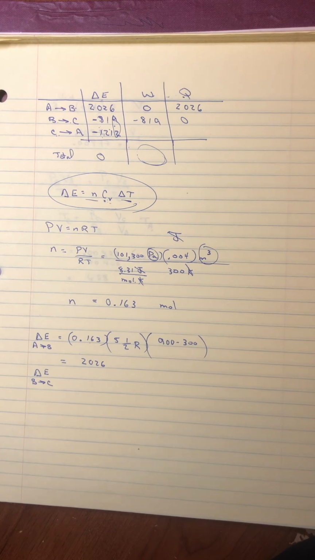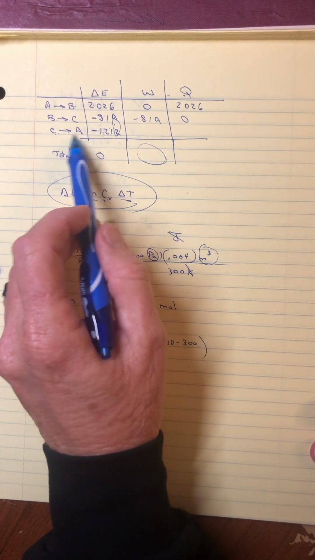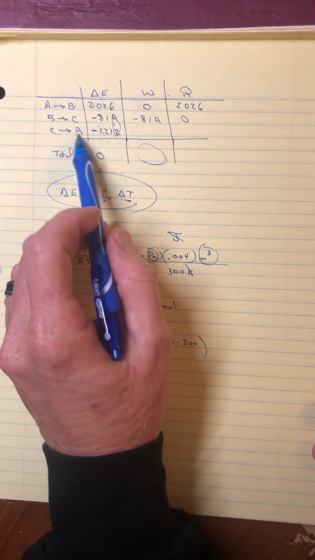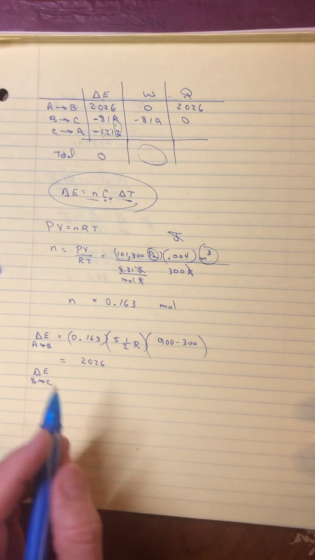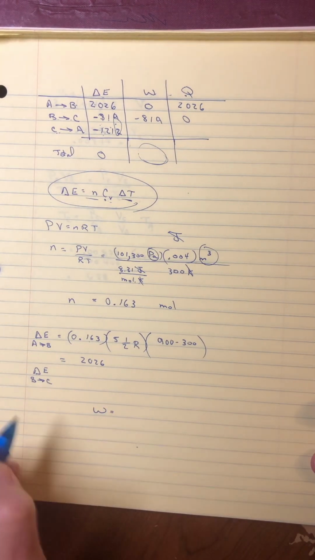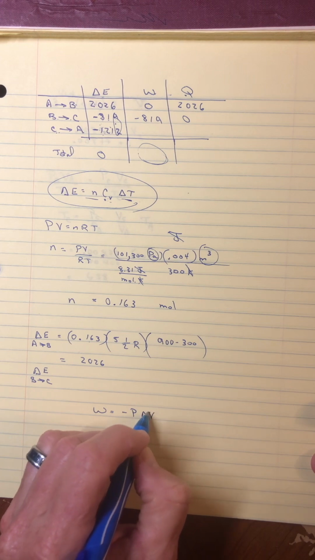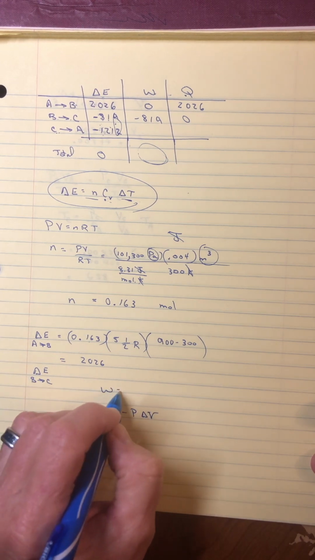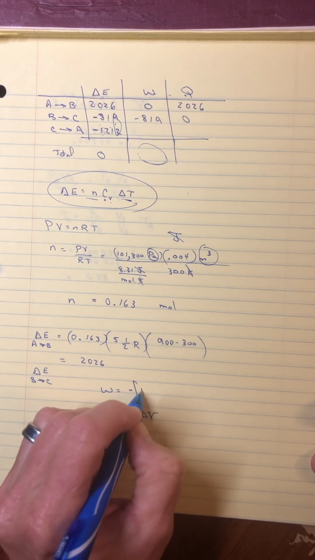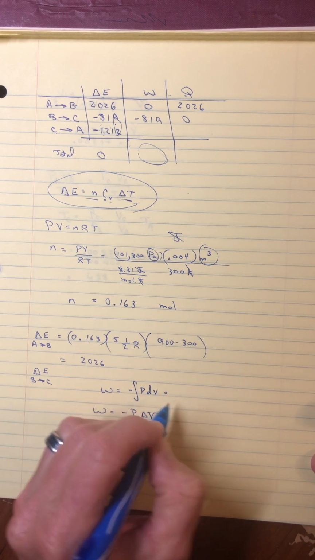There's a lot of things I could do at this place, but the one that comes to my mind is, even though this constant pressure one did not have any of them 0, the work was actually a pretty easy calculation. If you remember, it was minus P times the change in the volume, which came from us integrating PdV.